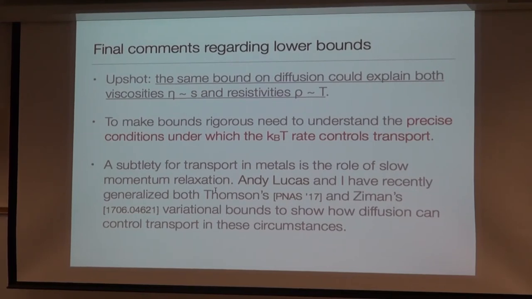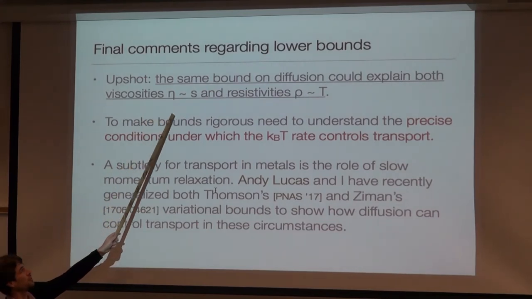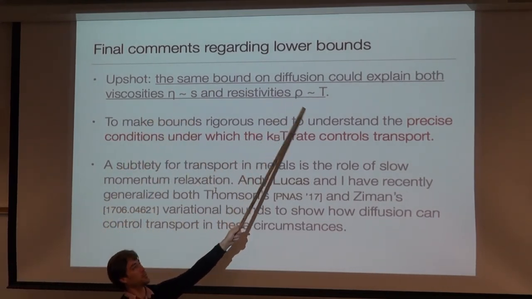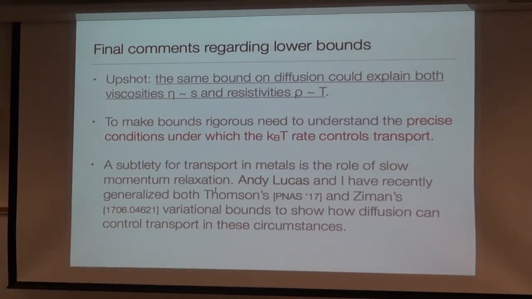So the upshot so far is that the same bound on diffusion could possibly explain both the viscosities, eta going like S, and resistivities, rho going like T. However, to make these rigorous, what is needed is to understand the precise conditions under which this k_B T rate is important.